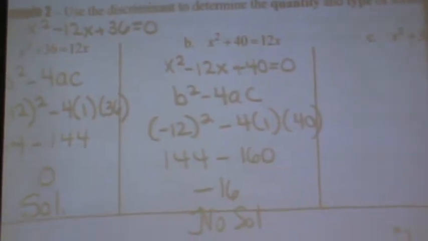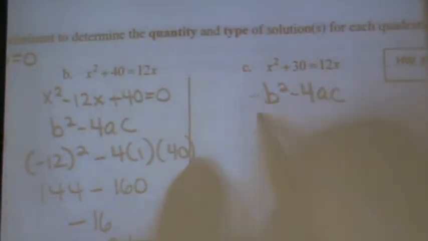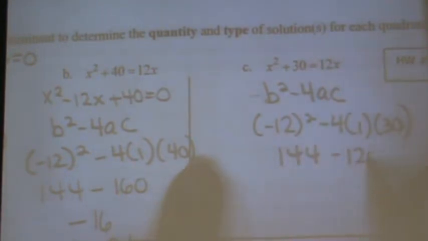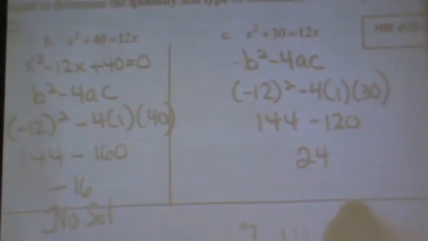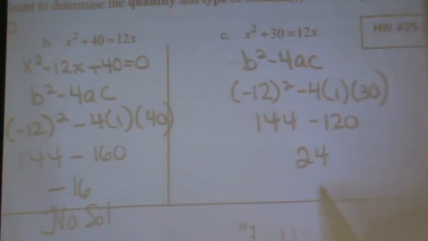And then the last one. b squared minus 4ac. So it's negative 12 squared minus 4 times 1 times 30. So you get 144 minus 120, which is 24, and that would mean there's two solutions.